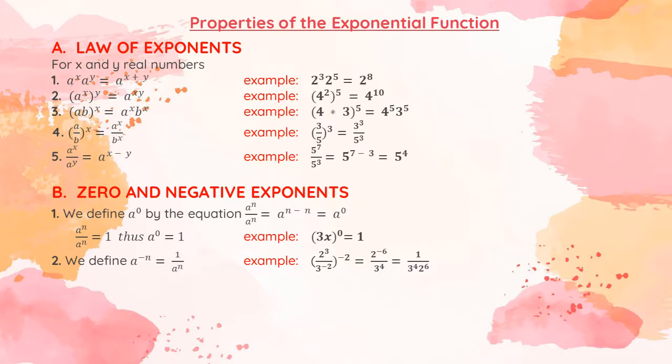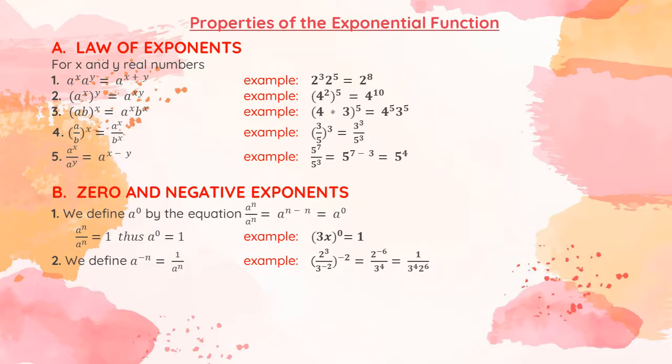So, for example po, class, ang ating base na a ay 3x. Then, yung ating exponent ay 0. So, syempre, wala naman po, kaya magiging equal lang po siya kay 1. Kasi po yung exponent po natin ay 0.